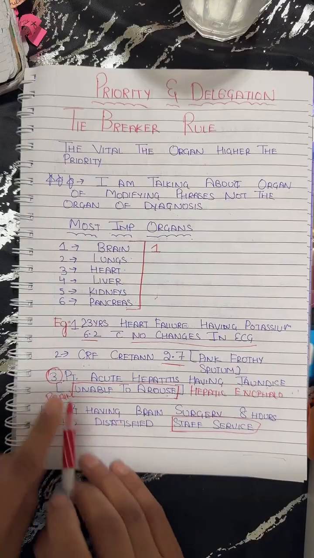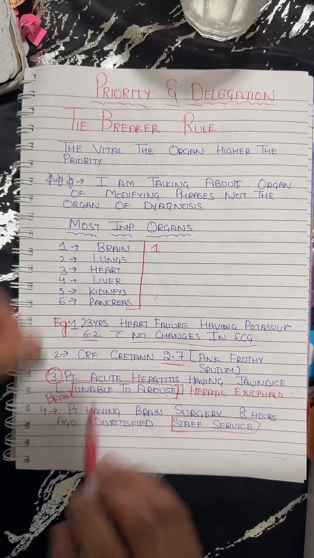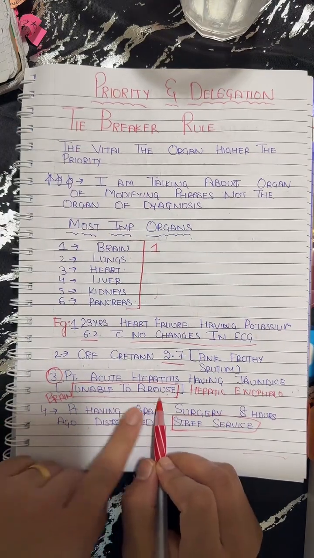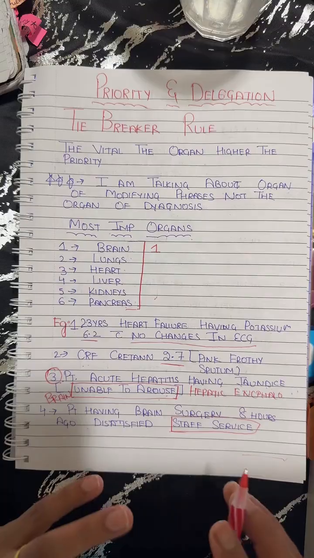So number three is the right answer. Why? Because the brain is number one priority. Unable to arouse, related to the brain, means hepatic encephalopathy.